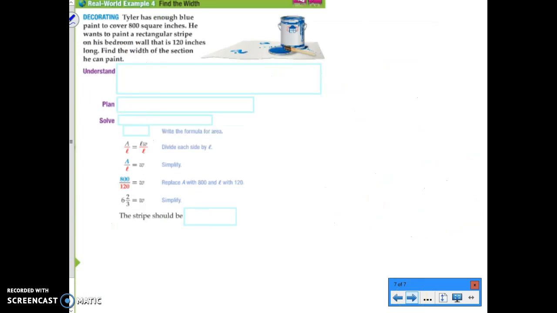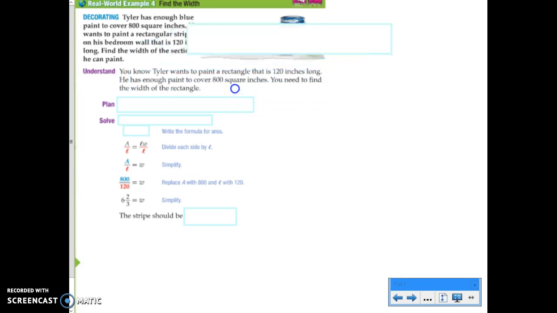All right, and then on the last slide here, for our word problem, it says, Tyler has enough blue paint to cover 800 square inches. He wants to paint a rectangular stripe on his bedroom wall that is 120 inches long. Find the width of the section he can paint. So the first thing we need to do is understand that he wants to paint that rectangle. We know that it's 120 inches long. That's some key information you need to highlight, underline, or circle.